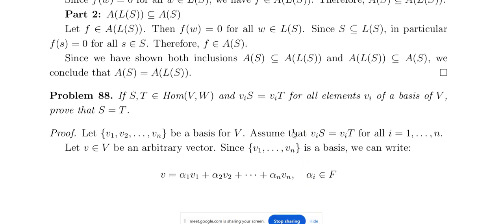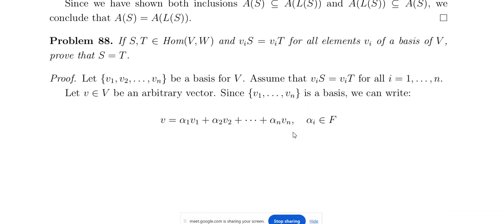And S comma T belongs to homomorphism V comma W, so two linear transformations, homomorphisms from V to W. If S of Vi equal to T of Vi for every element Vi of the basis of V, then S equal to T.